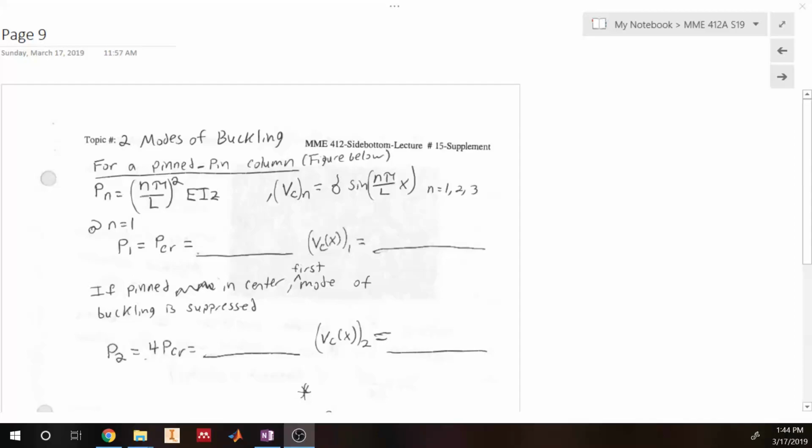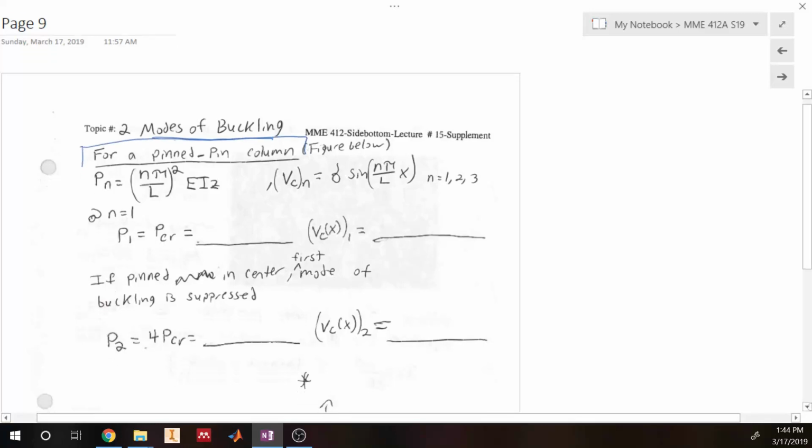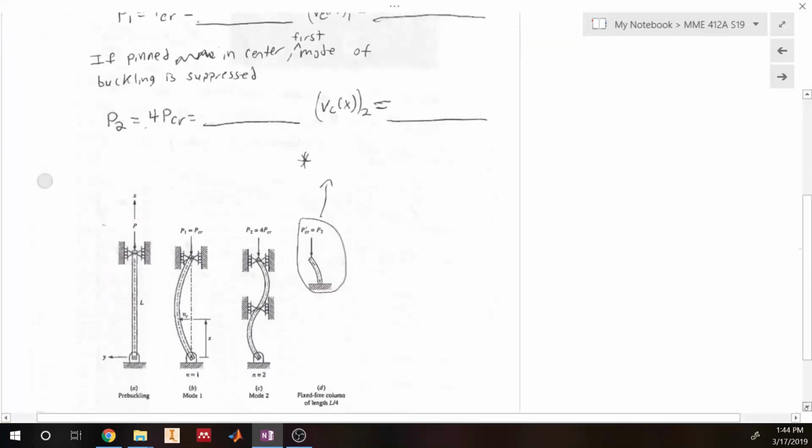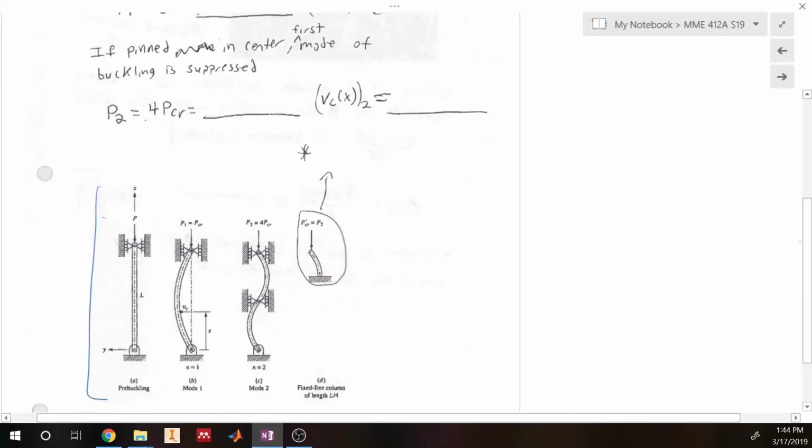So we're going to talk about the modes of buckling. For this example, we're only going to be talking about a pin column. If you look at the figure at the bottom of the screen, that's what we're talking about. There's a force being applied at the top of the beam. It's constrained with a pin on the bottom and a pin on the top.